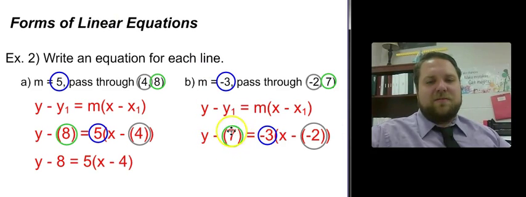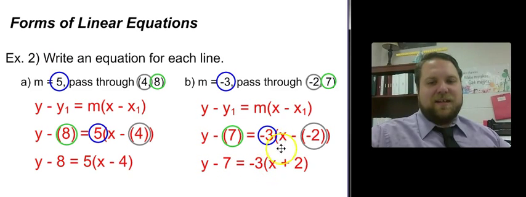Y minus 7, well, I can just get rid of those parentheses, but look over here. X minus a negative 2. When you have minus a negative number, that's the same thing as adding a positive number. And so when I rewrite this, I can write it as y minus 7 equals negative 3 times x plus 2. So again, that minus a negative, I can just rewrite as plus a positive.